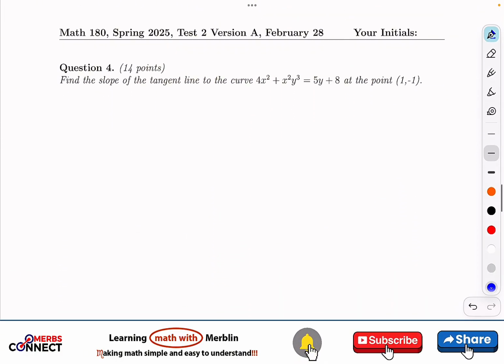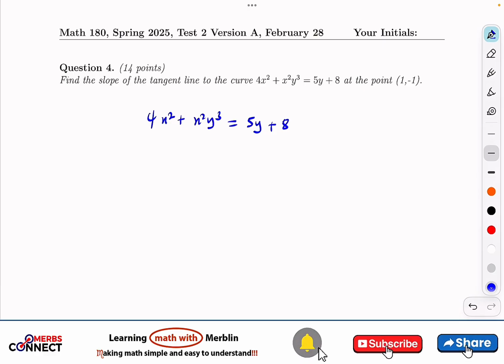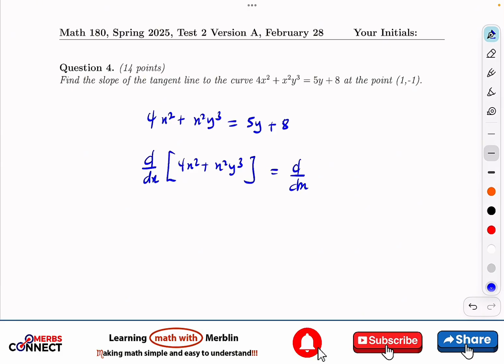Okay. Now let's look at question 4. Find the slope of the tangent to the curve. So now let's find the slope of the tangent. We have 4x squared plus x squared y cubed is equal to 5y plus 8. Anytime we are finding the slope of the tangent line, we are differentiating the function with respect to x unless otherwise stated. So I'm going to differentiate this side with respect to x and differentiate this side too with respect to x.